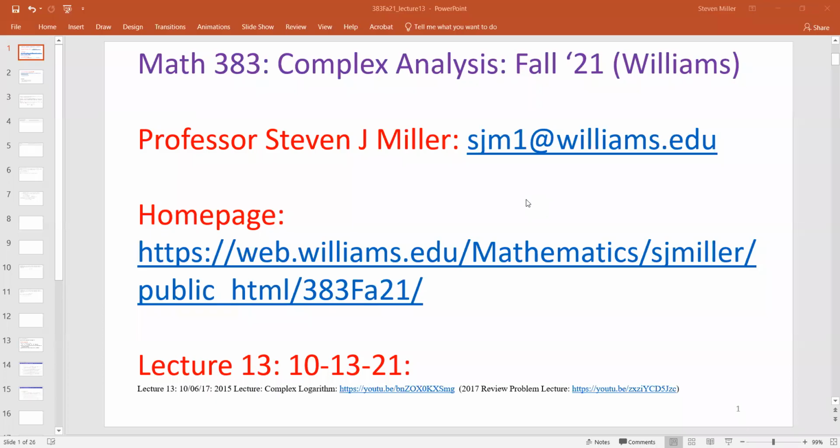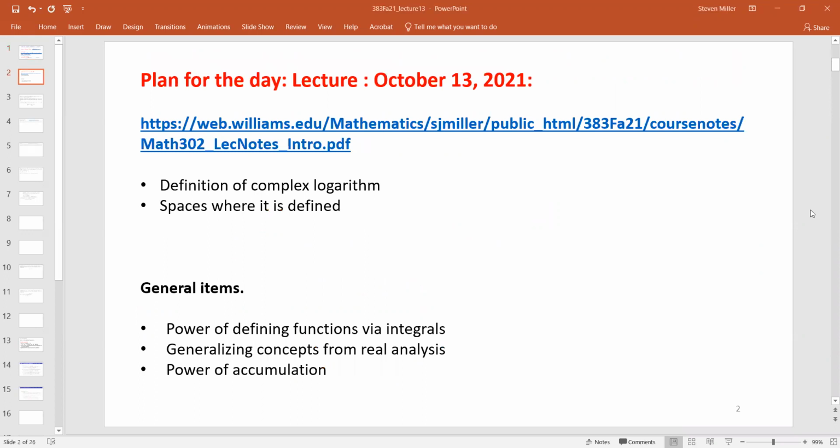So welcome to Math 383, Complex Analysis. What we're going to do today is continue our discussion of the complex logarithm. We're going to talk a little bit about what the logarithm is and give a good definition of it. And we're going to talk a little bit about spaces where it is defined.